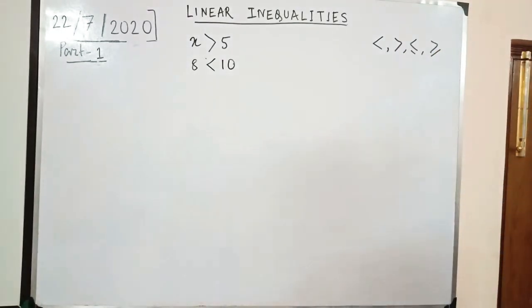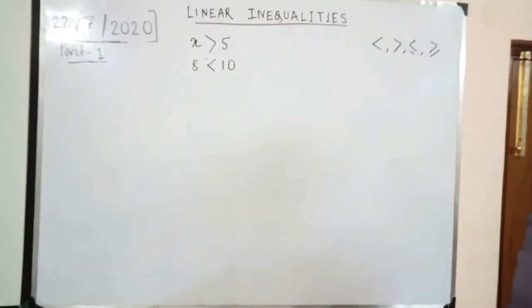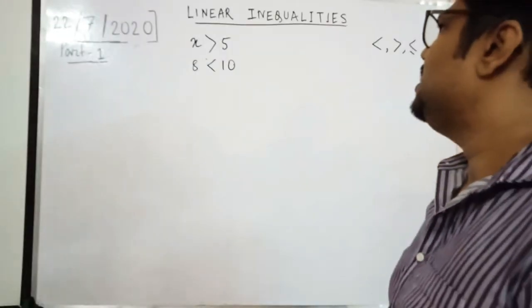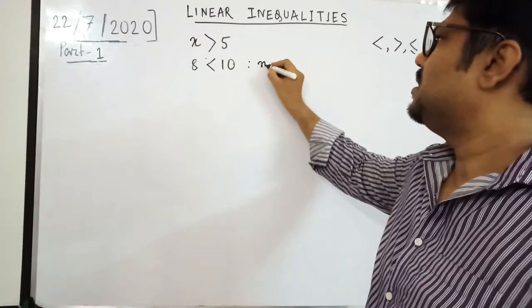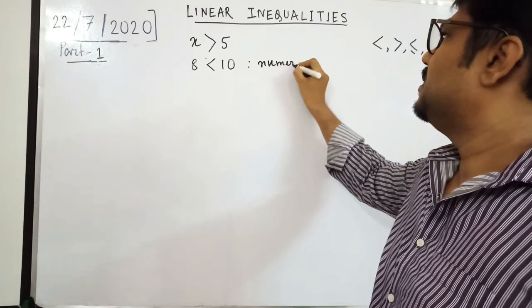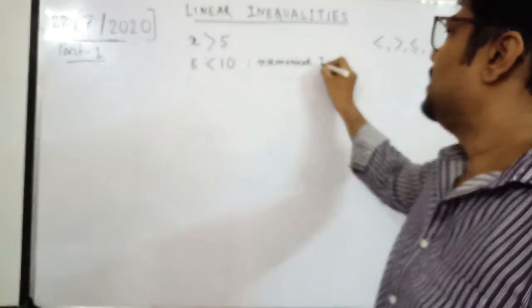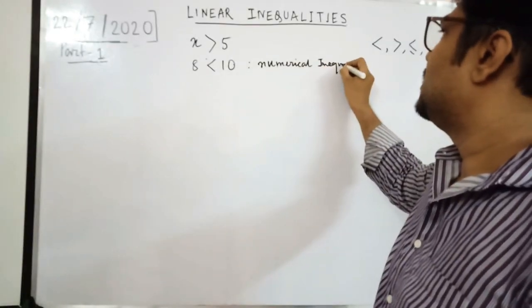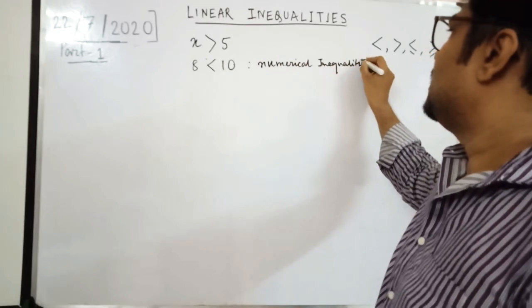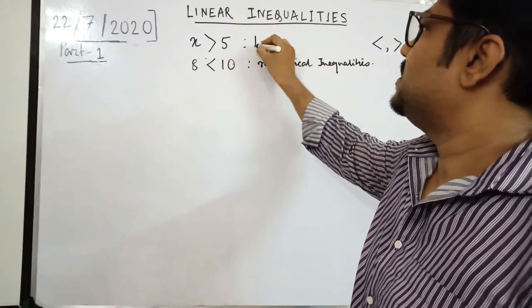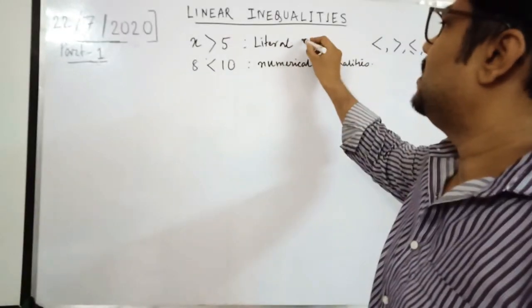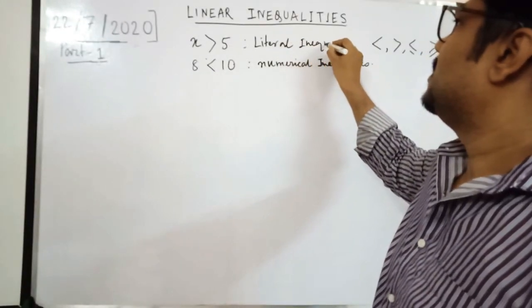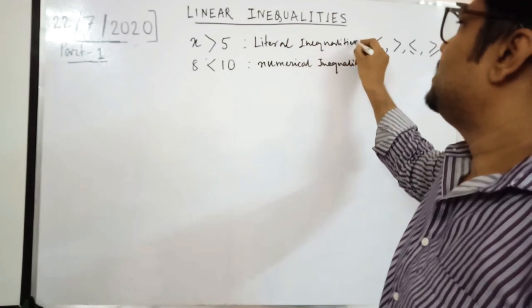So there are two types of inequalities which we mainly observe. This kind of inequality we call numerical inequalities, and this kind of situation where certain variables are there, we call literal inequalities. So these are the things which we get.